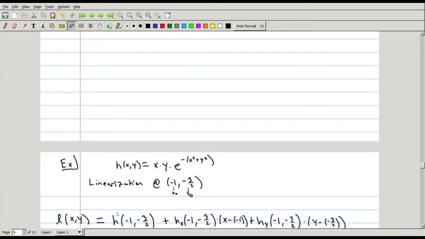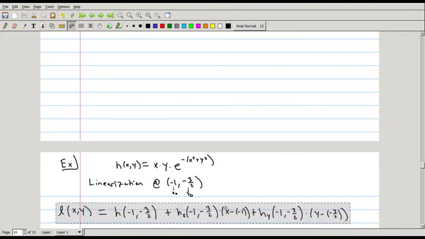So a linearization L of xy, from our previous formula, is going to be the function itself at -1, -3/2, plus the x partial derivative of this function at -1, -3/2 times x minus x naught, which is x minus -1, plus the y partial derivative at the point -1, -3/2 times y minus -3/2. So we have all of these values. We computed all these values before.